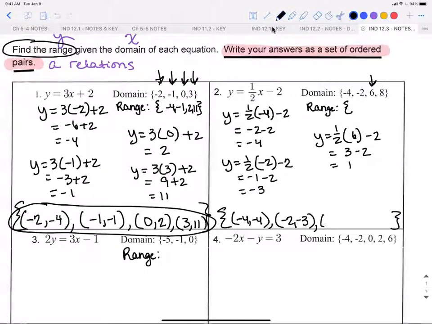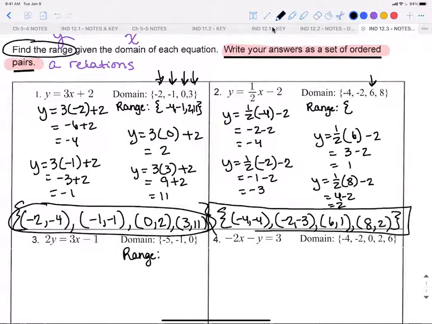So when I input a 6, my output is a 1, or my y value is a 1. And then lastly, y equals 1/2. I plug in the 8 minus 2. Half of 8 is 4 minus 2, which equals 2. So my last point in the relation would be 8, 2. So there is my relation, my set of ordered pairs.